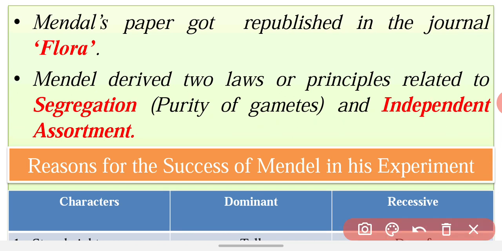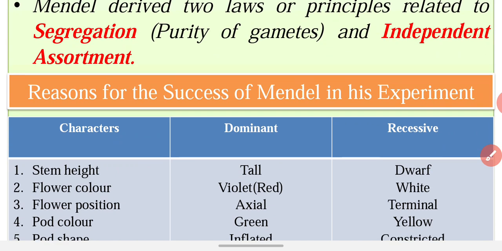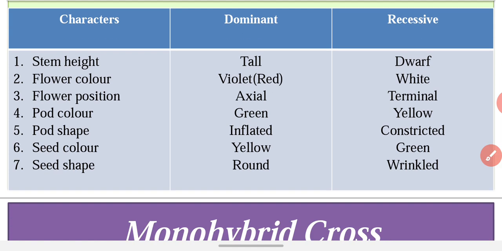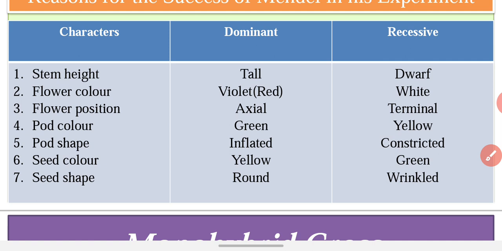Mendel derived two laws or principles: segregation, also known as purity of gametes, and independent assortment. I will discuss some reasons for the success of Mendel in his experiments. Mendel used seven opposite characters which are easily seen in the pea plant, Pisum sativum.